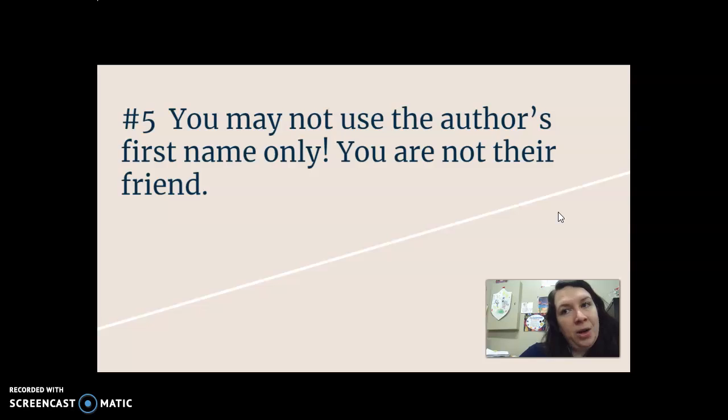This is kind of minor, but it is a big deal that you need to remember. You cannot use the author's first name only. You are not on first name terms with this person. You're not their friend. It's not Michael. It's Michael J. Fox. It's not Ronald. It's Ronald Reagan. You may use first and last name, or you may use only last name.